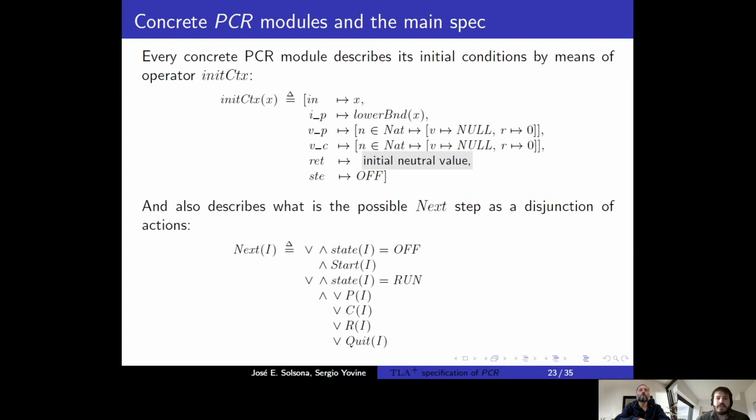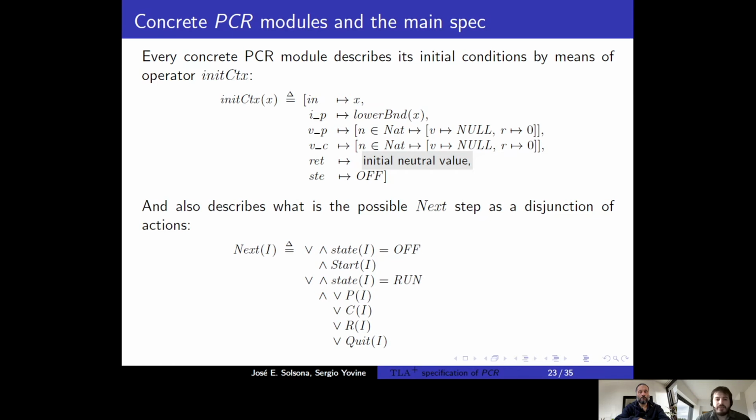Every concrete PCR module describes its initial conditions by means of the operator init context. Init context defines the initial context as a record with the input value and EP set at the lower bound of the input X. BP and BC are initialized as not written yet. Red is initialized as a neutral value, and the state component is initialized as off. Every concrete PCR module also describes the possible next step as a disjunction of the actions.